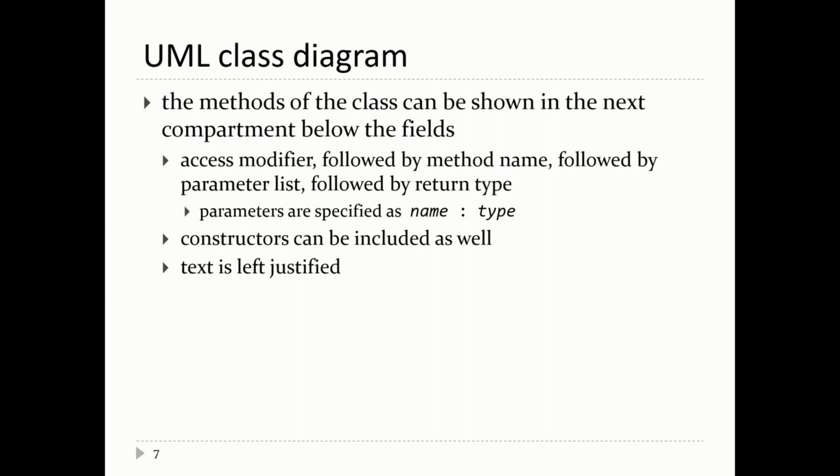If you want to, you can then list the methods in the next part of the diagram. So you just add another box underneath the second box, and you list your methods. Your methods can have an access modifier, then you follow it with the method name, then the parameter list, and then the return type. So again, different than the way you do it in Java. You can put your constructors in here as well.